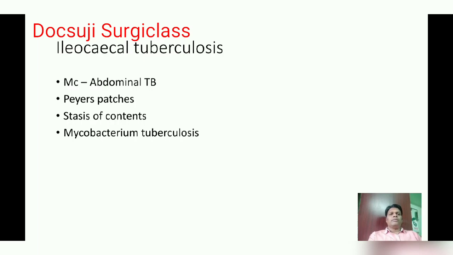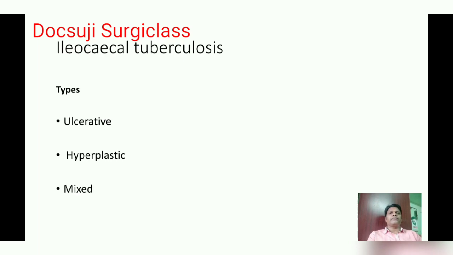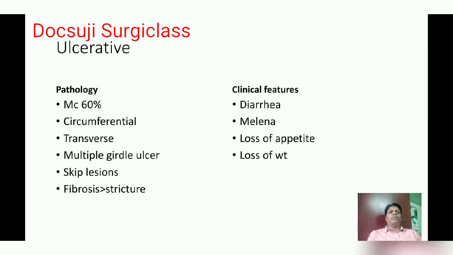And the causative organism, you all know, is Mycobacterium tuberculosis. So there are 3 types of ileocecal tuberculosis. Number 1 is ulcerative, number 2 is hyperplastic, and number 3 is the mixed type. So we are going to see them one by one.